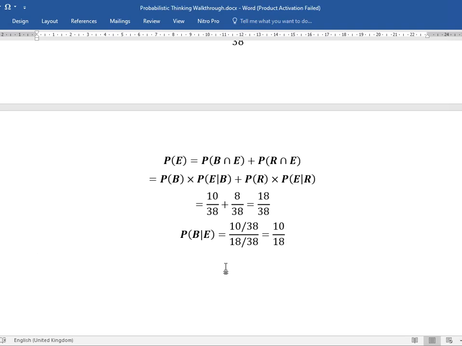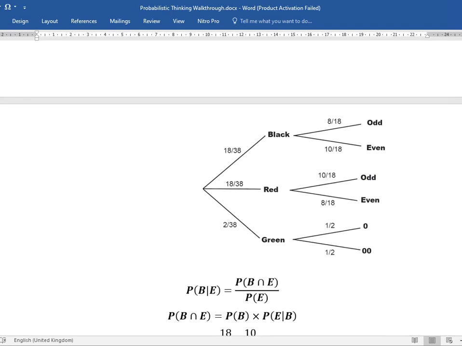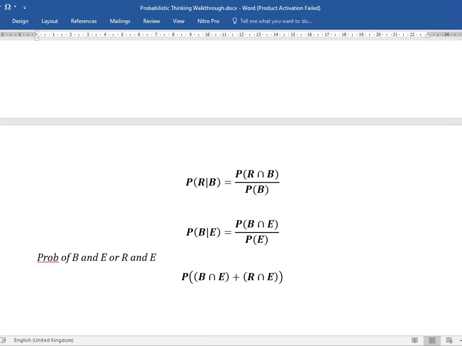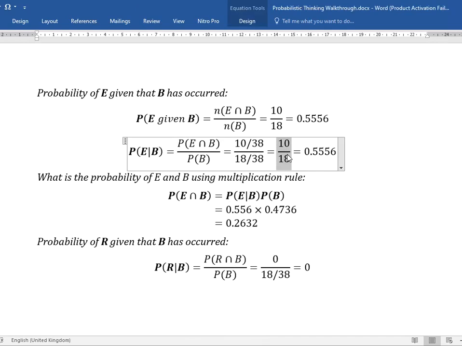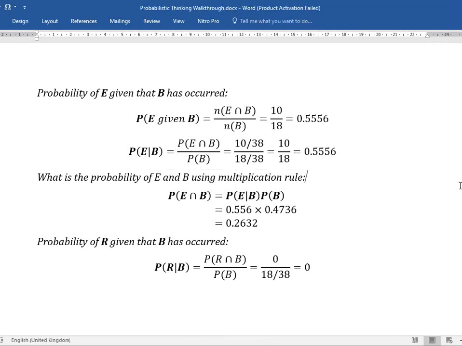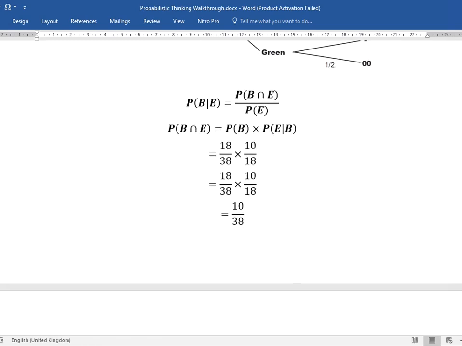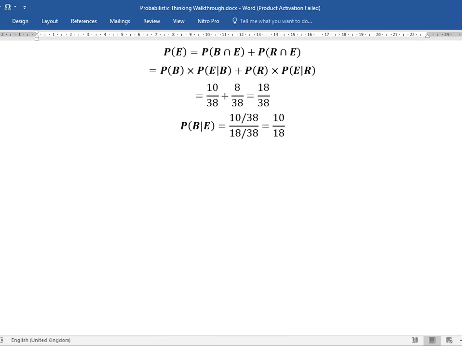So that's pretty much how you work your way around that. The probability of B given E is this. Let's see how it compares to the probability of E given B. We still have the same value, interestingly, 10 over 18. So still pretty much the same thing. But on many occasions, you will not have the same values.